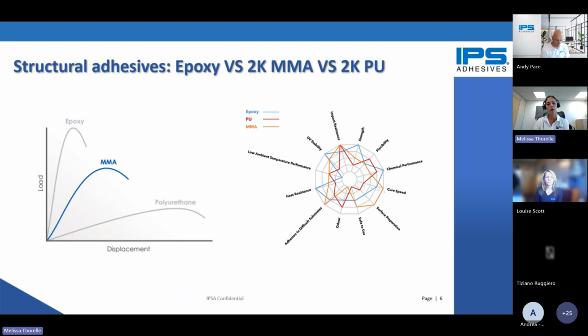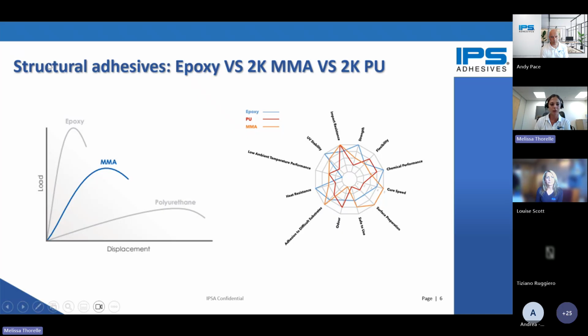So when we talk about structural adhesives, there are different kinds of adhesive. As I mentioned, they are classified mainly by their chemistry. On the market, today I will focus only on epoxy, MMA and polyurethane. So all room temperature curing adhesive only.